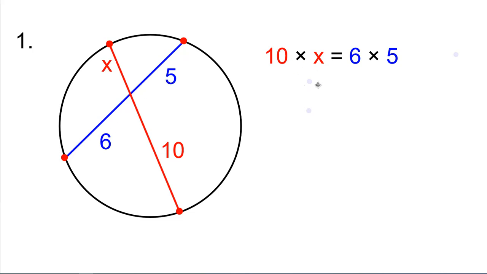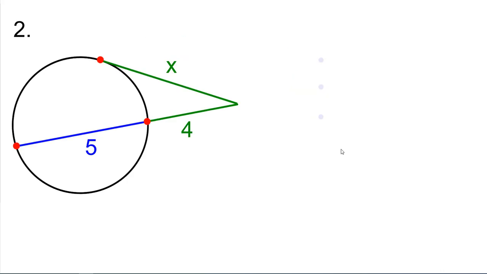All right, so 10 times x is just 10x. So 10x is equal to 30. Divide by 10, and we get x is equal to 3. There we go. All right, real simple stuff here. Should not take you too long. Let's look at number 2.